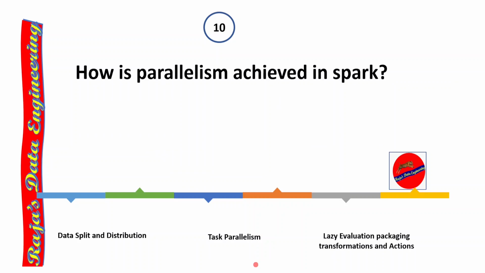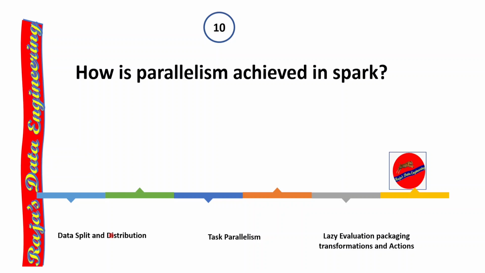Moving on to the next one, how is parallelism achieved in Spark? So this is one of the generic questions. As long as we have a good understanding of MPP, then we can answer this question. Here we have to talk about data split and distribution. Whenever a Spark application is submitted, based on the driver's instruction, the executor will connect to the source systems, then it will pull the data in the form of partitions, then that is distributed across multiple nodes. Then the cores within each executor will start processing one particular partition. So in this way, we are achieving parallelism.